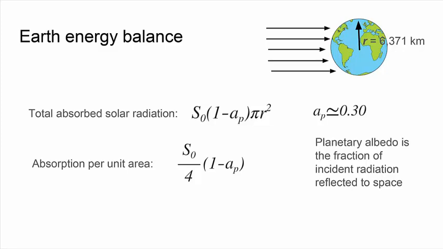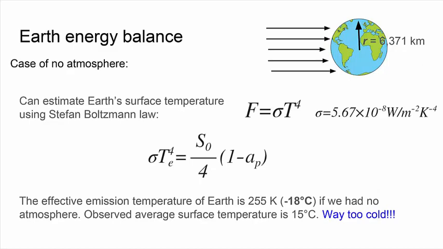And then you have to think about that total absorbed solar radiation as distributed all over the Earth. If you model Earth as a sphere, which is pretty good, the area of a sphere is 4 pi r squared. So if you take this value and divide it by 4 pi r squared, this gives you the absorption per unit area, the energy per unit area averaged over the whole planet.